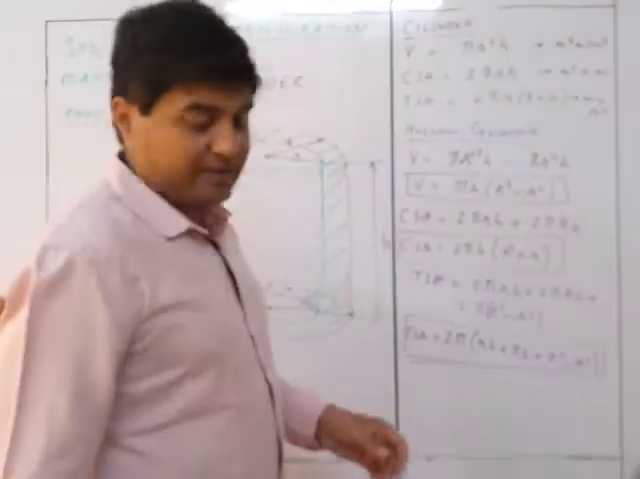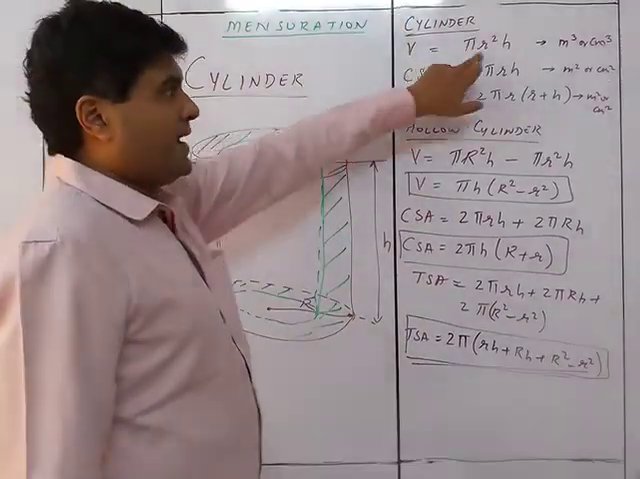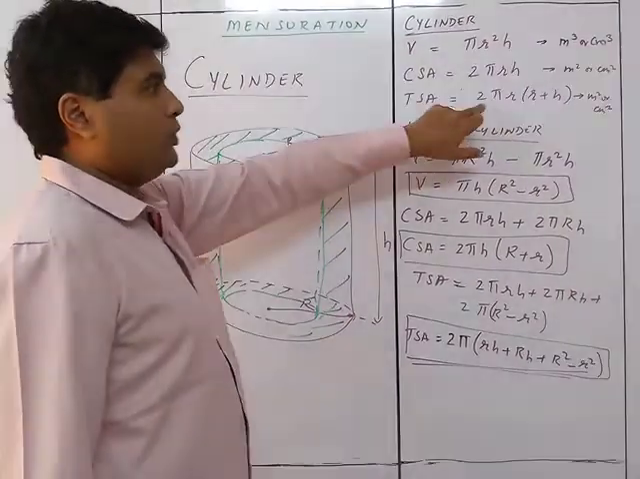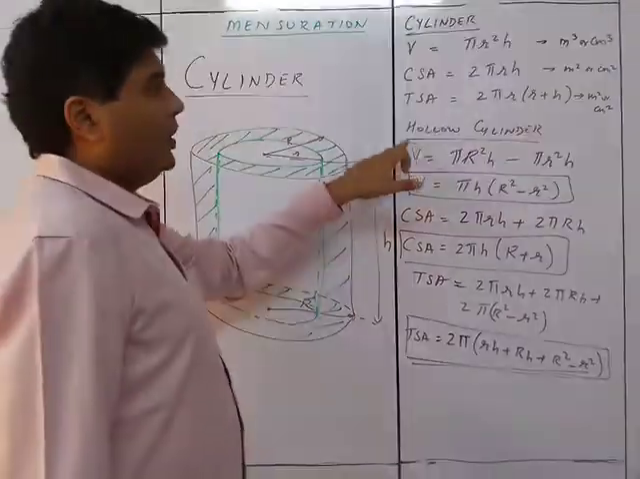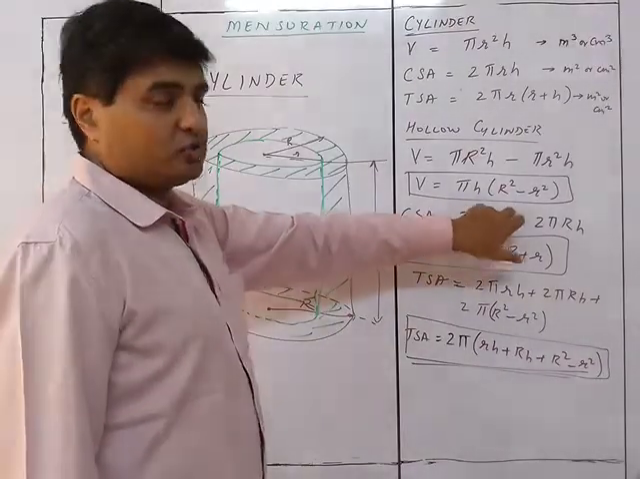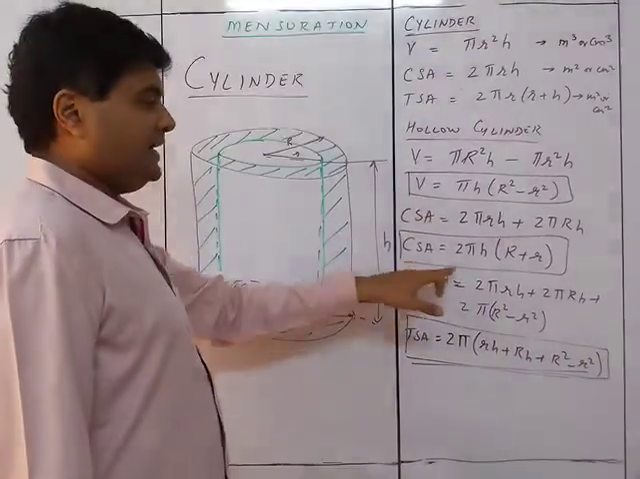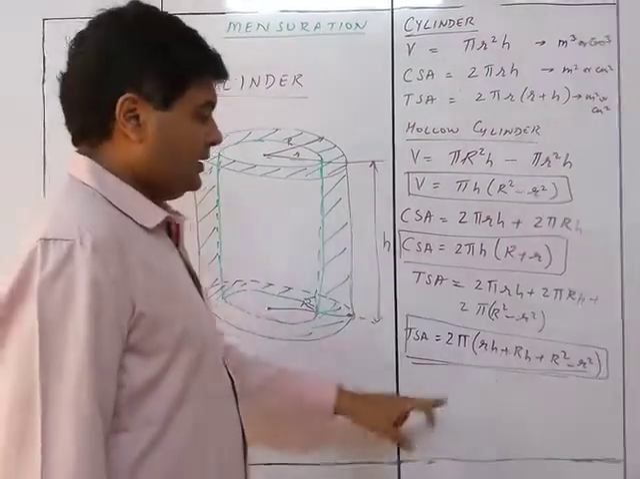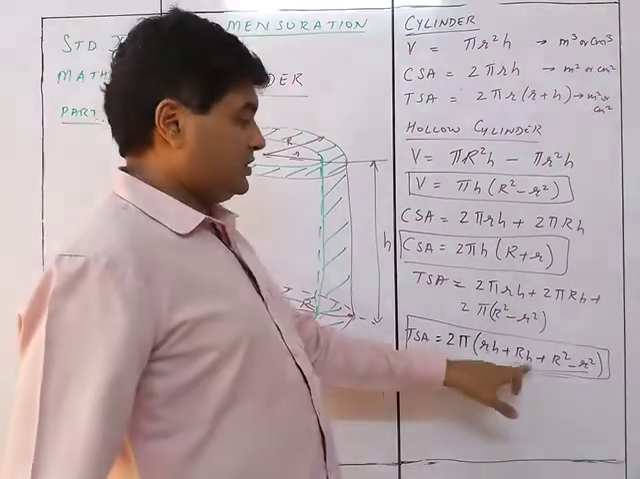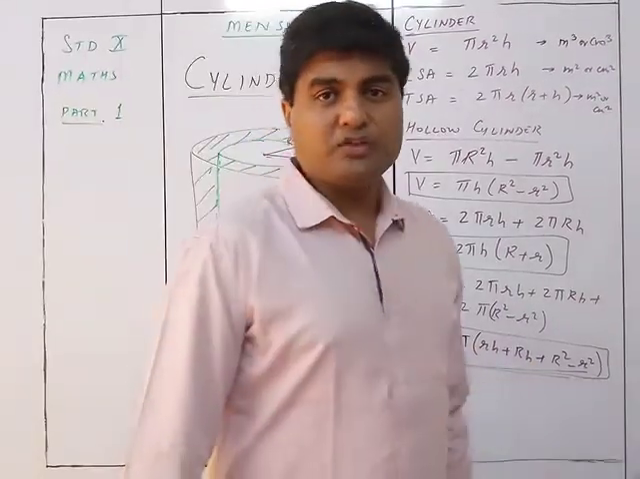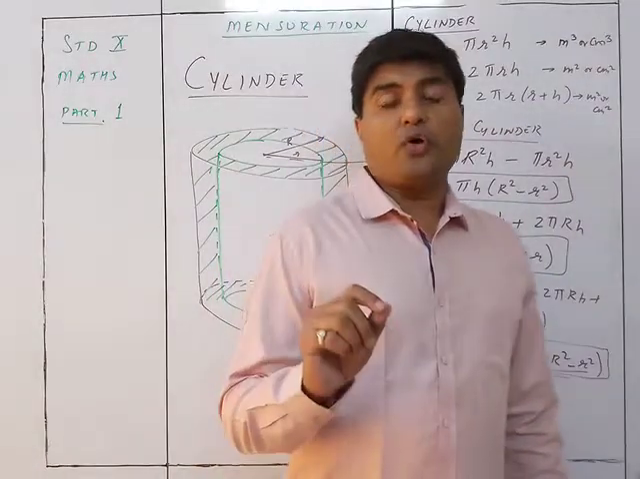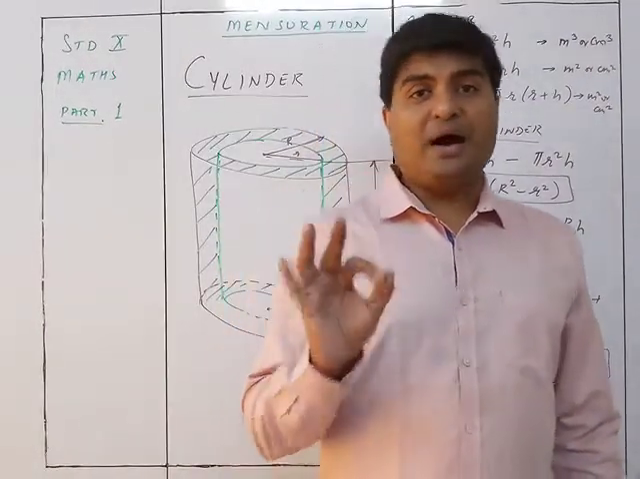So you see that cylinder: volume pi r square h, CSA 2 pi r h, TSA 2 pi r times (r plus h). Hollow cylinder: volume pi h (big R square minus small r square), CSA 2 pi h (R plus r), and TSA 2 pi (small r plus big R) h plus (big R square minus small r square). Got it? These formulas need to be learned by heart.